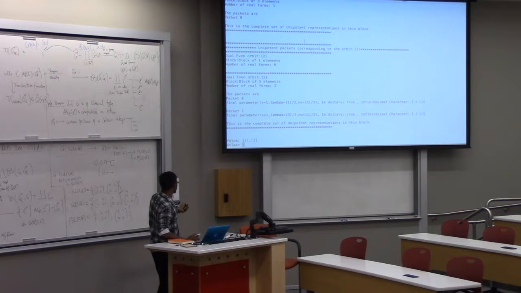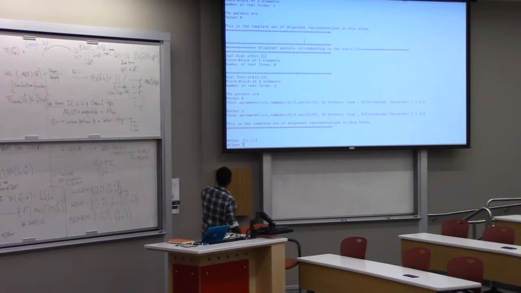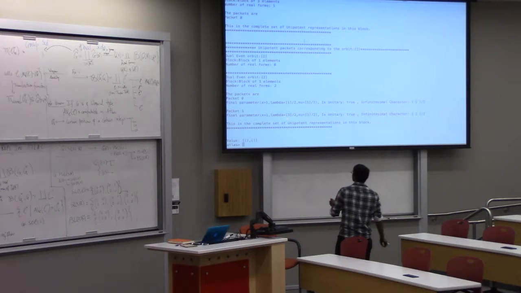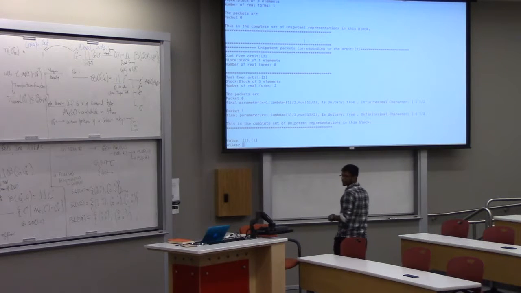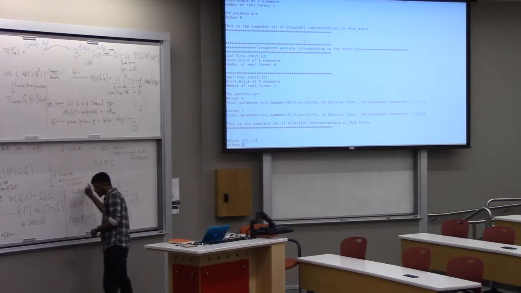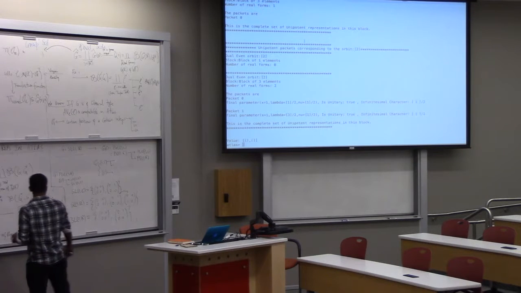Compact form, so there are no parameters there. And these are the parameters corresponding to the two real orbits corresponding to the partition 2. So this is the trivial representation, and this is the signed representation of the G. One can actually compute these things by hand.